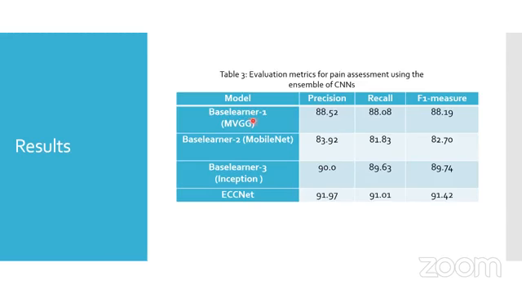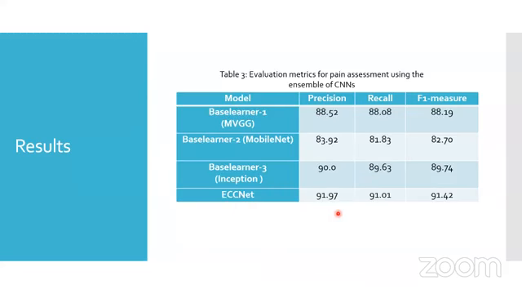For that we have taken all the output from the individual learners also. So if I use only VGG, what precision am I getting? 88.52, 88.08 is the recall, 88.19 is my F1 measure. If I take only MobileNet, these are my results. If I take only Inception or only GoogLeNet, then I'm getting these results.